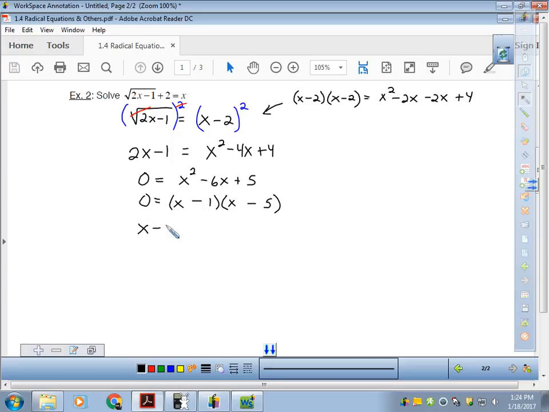Then we can take those factors, set them equal to 0, using our zero product property. Add the 1 across, we get x equals 1. Add the 5 across, we get x equals 5. Okay. Now before we box these in, we do want to check them and make sure they work.